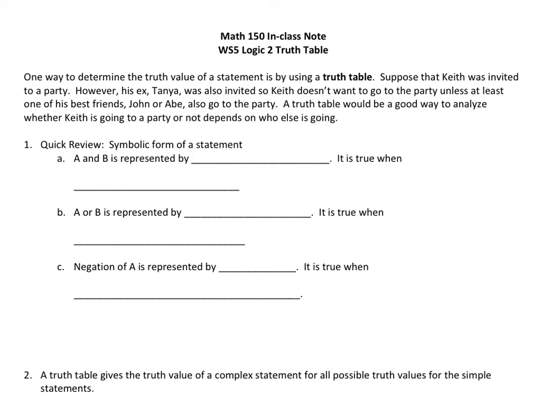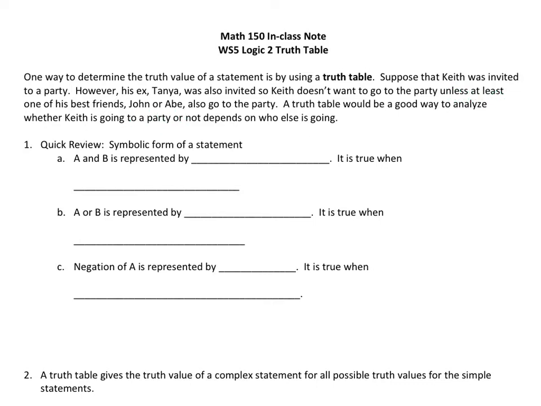All right, in this worksheet, we're going to talk about this thing called a truth table. One way to determine the truth value of a statement is by using a truth table. Suppose that Keith was invited to the party. However, his ex Tanya was also invited. So Keith doesn't want to go to the party unless at least one of his best friends, John or Abe, also goes.